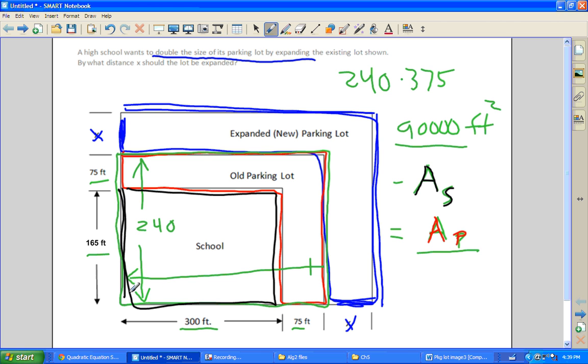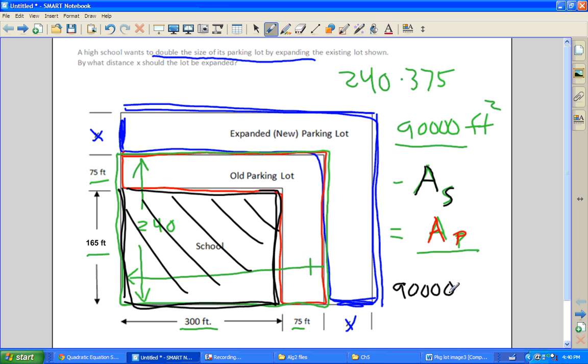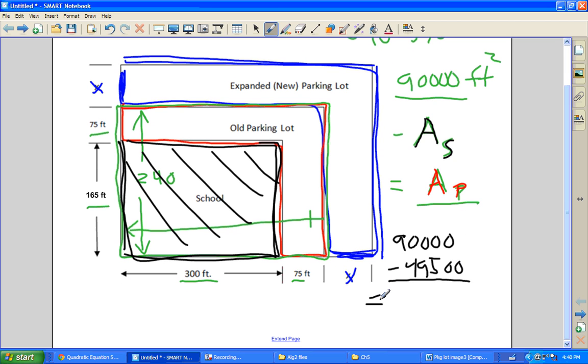Area of the school then, right? 165 by 300. If I take away this black rectangle here, I will have the red, right? So green minus black equals red. Well, what's the black? 300 times 165. Let's do that. If you do the math there, you will get, I believe, 49,500. So 90,000, the whole green area, minus 49,500 should give me the red area, which is the existing parking lot. 90,000 minus 49,500 equals 40,500. So 40,500 is the area of the existing parking lot, the red area, this L-shaped combination of rectangles.